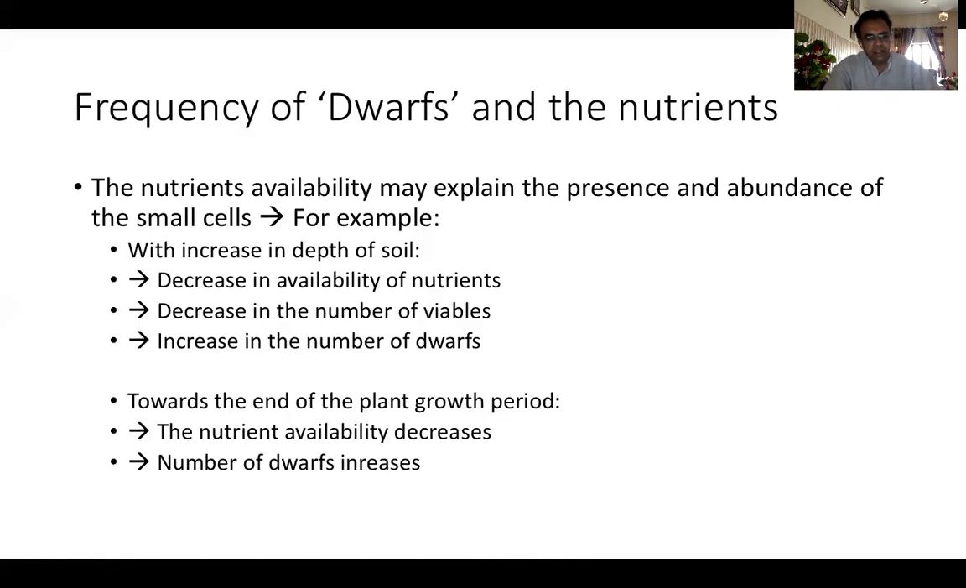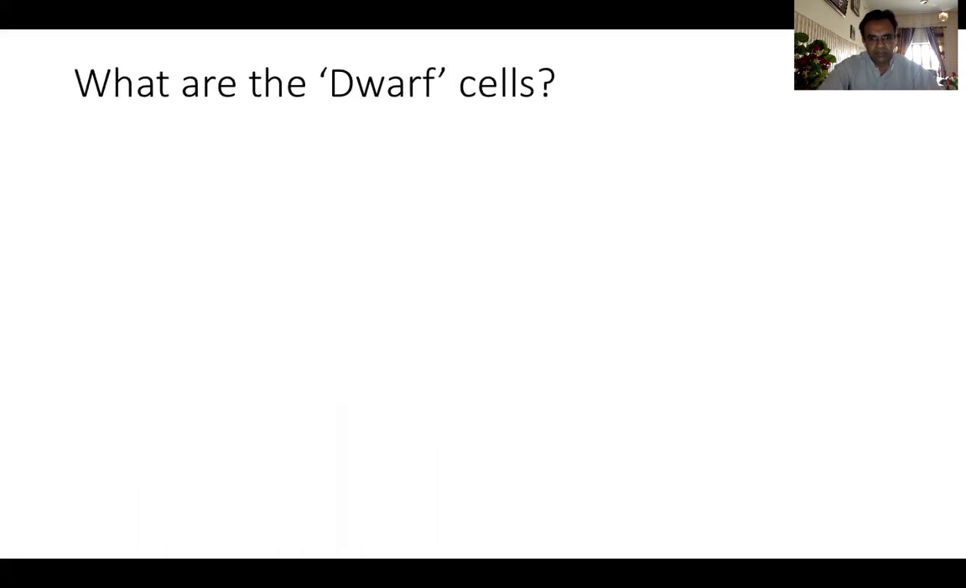Second scenario is plant growth. When the plant growth is proceeding towards the end of the season, the nutrient availability decreases. And with the decrease in nutrient availability, it has been observed that the number of dwarf cells increases. So there is a very clear relation between nutrient availability and the abundance and presence of dwarf cells.